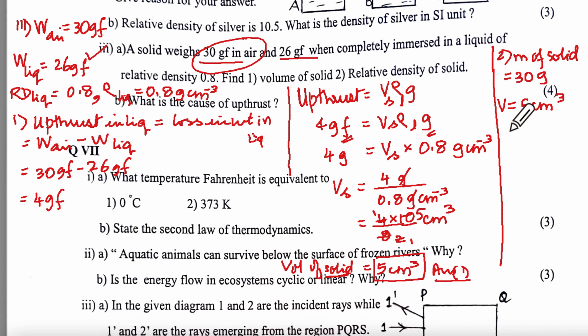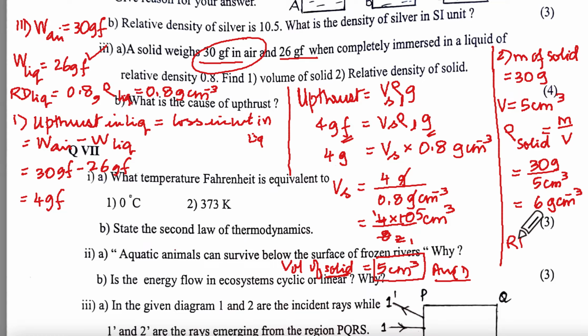Can you see that? So the density of the solid is equal to what? Mass upon volume, which means what? 30 gram upon 5 centimeter cube. That will be how much? 6 gram per centimeter cube, correct? Then RD will be equal to what? Density of solid upon density of water at 4 degrees C. So that will be 6 gram per centimeter cube upon 1 gram per centimeter cube.